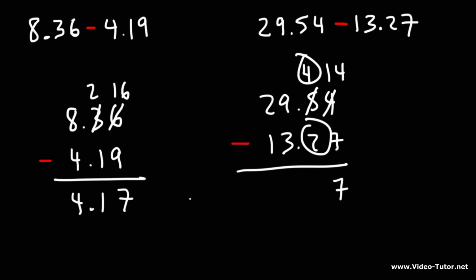4 minus 2 is 2. And then here we have 9 minus 3, which is 6. And 2 minus 1, which is 1. So we get 16.27. Now, for the sake of practice, go ahead and try these two problems.